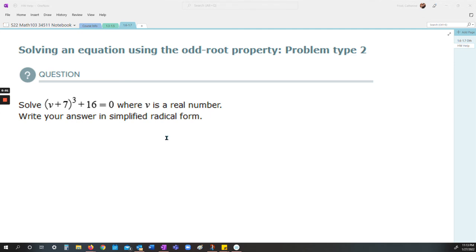Solving an equation using the odd root property, problem type 2. So it turns out with this topic that the hard part actually comes in at the end. So I'm going to go a little quickly to solving the problem.